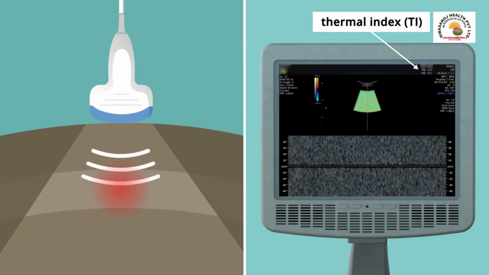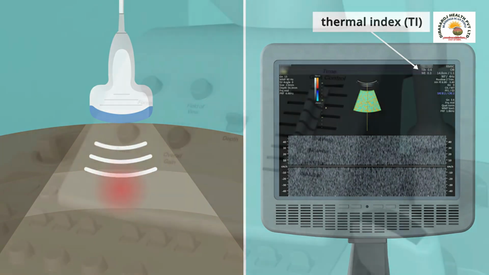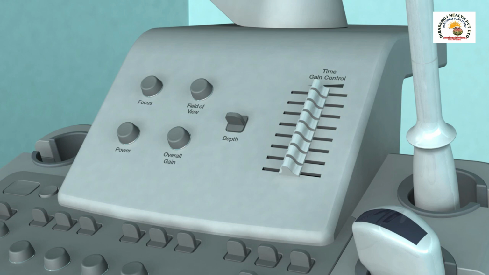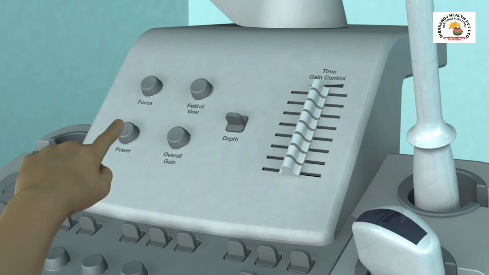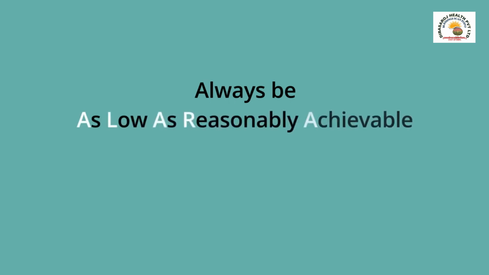Doppler sonography uses a pulsed signal which creates a lot of heat and has the highest TI. For this reason, Doppler should not be used in the first 12 weeks of pregnancy unless clinically indicated. In general, the higher the strength of the ultrasound signal, the higher the risk of causing damage to tissue. For this reason, the strength of the signal should always be as low as reasonably achievable, ALARA, and the examination time should be kept as short as possible.